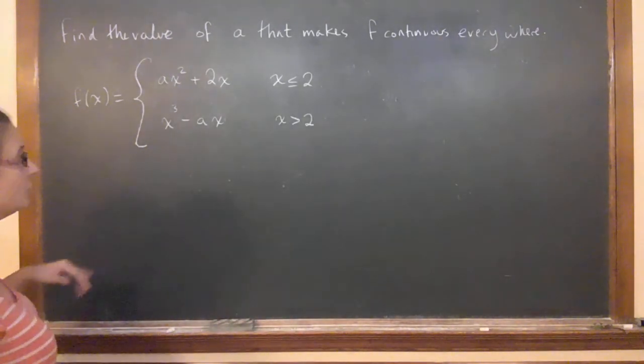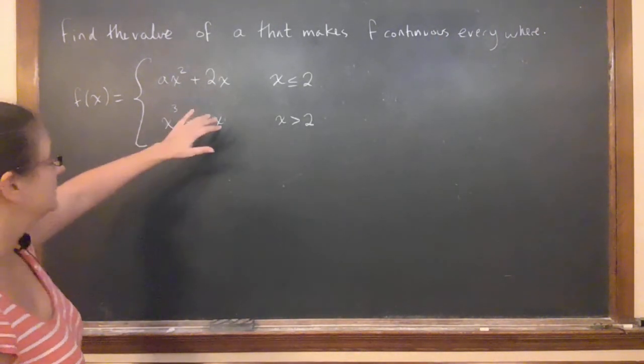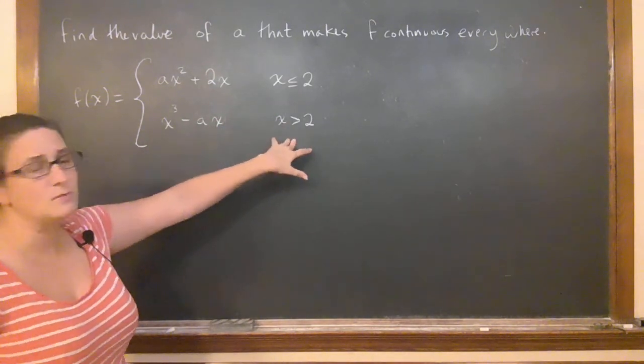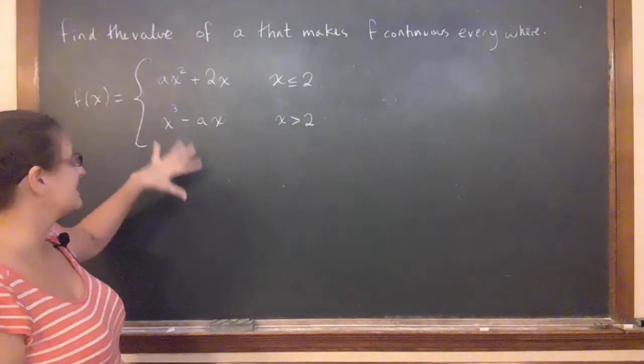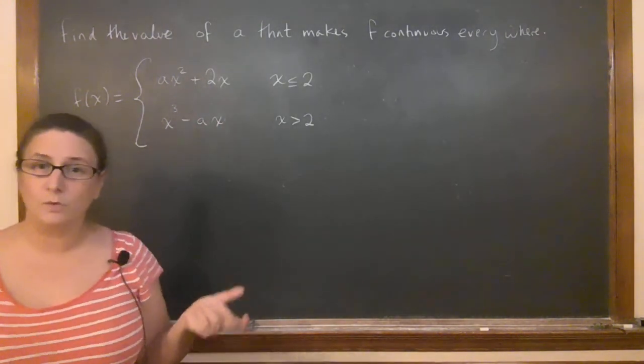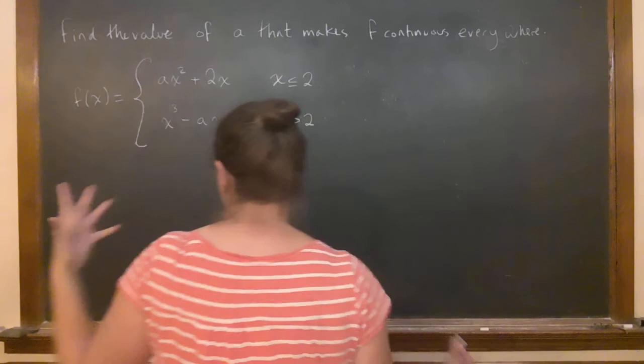So in order to do this kind of problem, I want to take the limit from the left and the limit from the right and set them equal to each other. That'll have an a in it somewhere, and then I can solve for what a has to be. So let's do it.